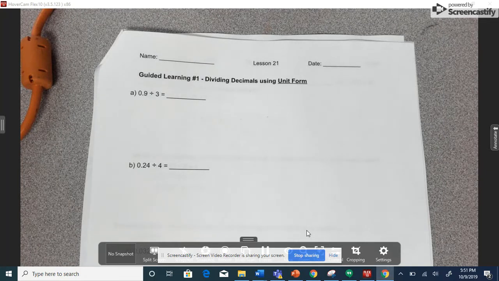Today we're going to be learning how to divide decimals. I know dividing is hard, but we're going to learn two strategies to help us. The first strategy we're going to use is unit form. So we're going to start with A, 9/10 divided by 3.